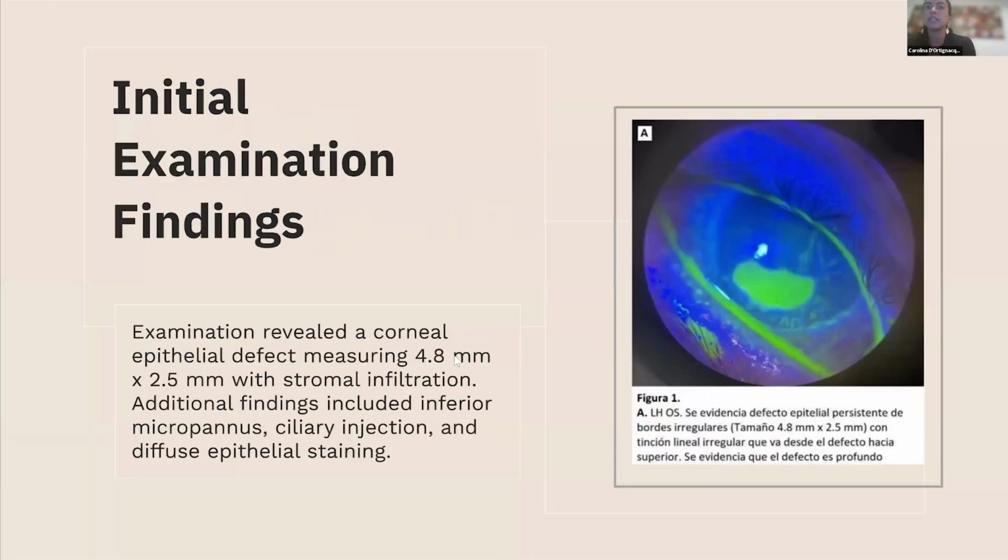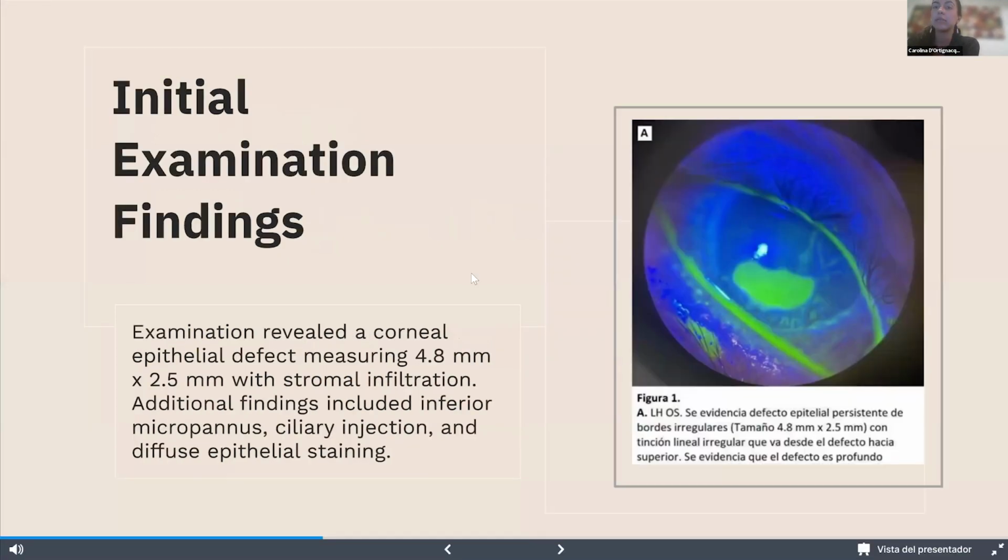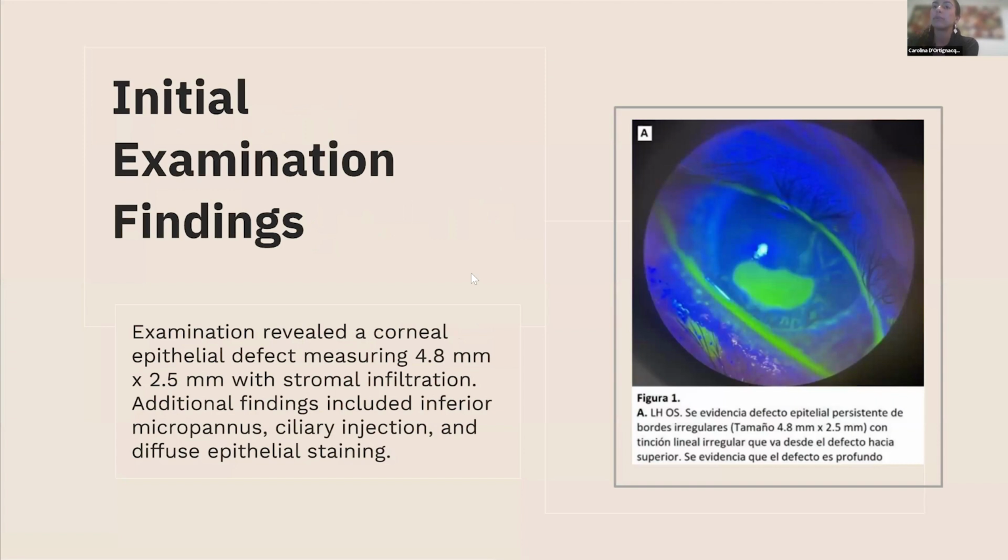So this was the initial examination. The corneal epithelial defect was 4.8 by 2.5 with stromal infiltration. We can see here that the epithelial defect was really big. She came to the hospital already having used a lot of antibiotics and lubricants for 2 months.